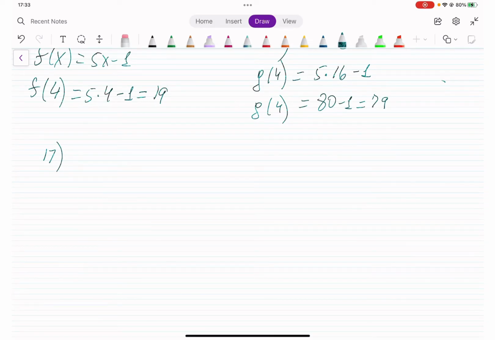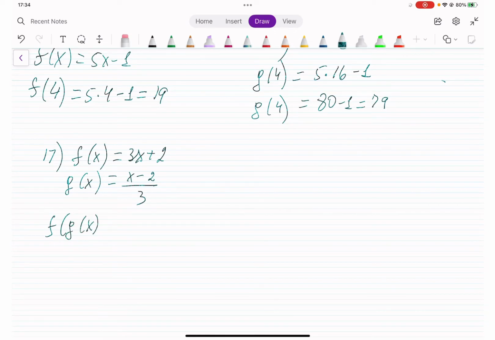So we have f of x is equal to 3x plus 2, and g of x is equal to (x minus 2) divided by 3. We need to find f of g of x, and this is part a, and we need to find g of f of x.